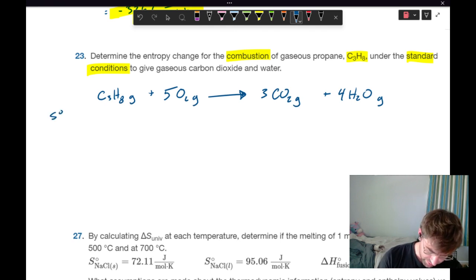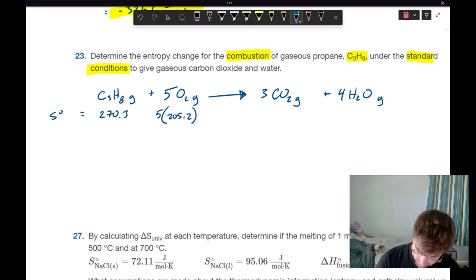So again, we're going to look at tabulated values for the standard entropies of these chemical species. For our gaseous propane, we're looking at 270.3. We have 5 moles of our oxygen at 205.2. 3 moles of our CO2 at 213.8.